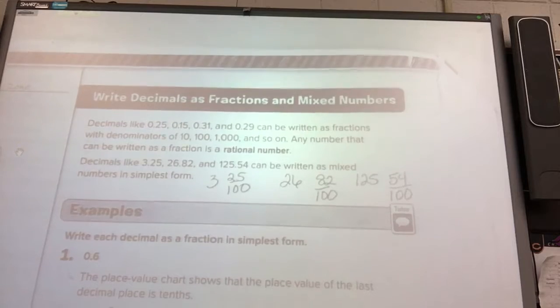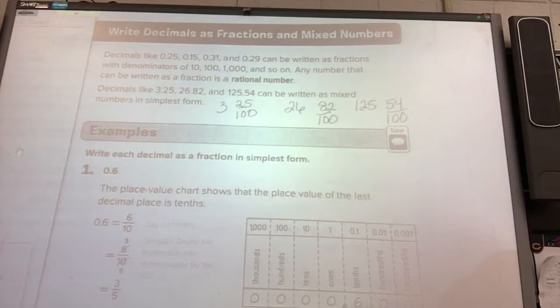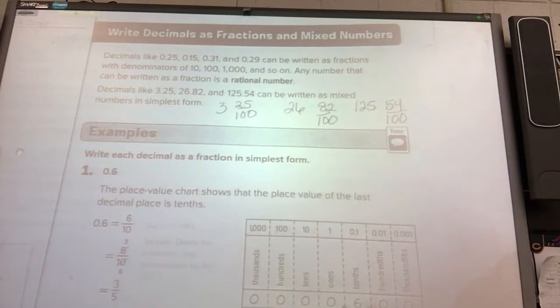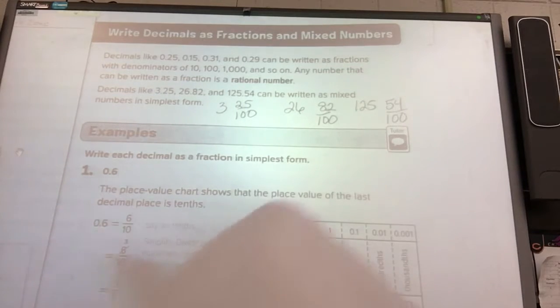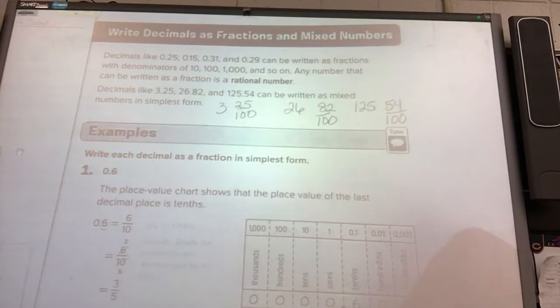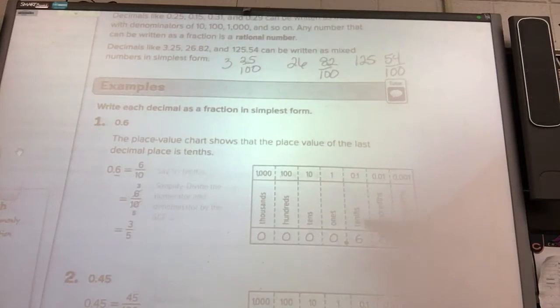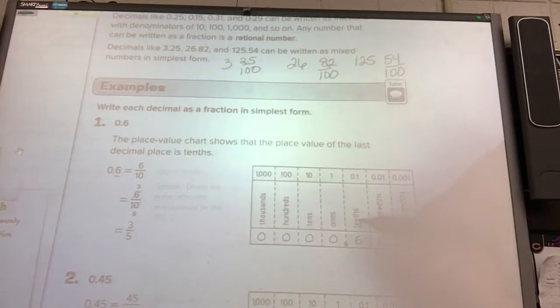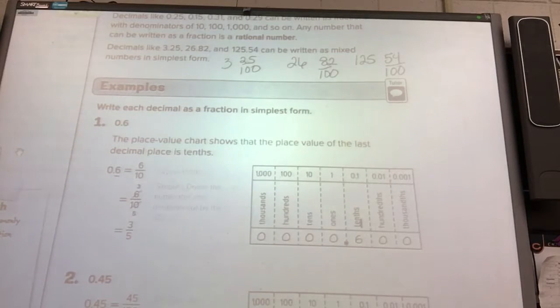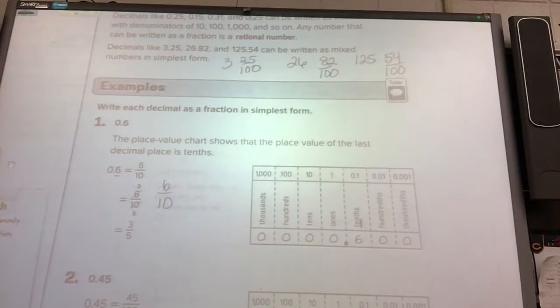All right, it says write each decimal as a fraction in simplest form, and here it gives us this nice chart that tells us where things are at. Okay, so the place value chart shows us that the place value of the last decimal digit is the tenth. You always have to look at the last digit, and we have a 6, and it's only one place, and they put that here on this nice place value chart, and it shows that that is 6/10. And what number do you see in there? 10. So you would just write 6 out of 10, which they did for you.